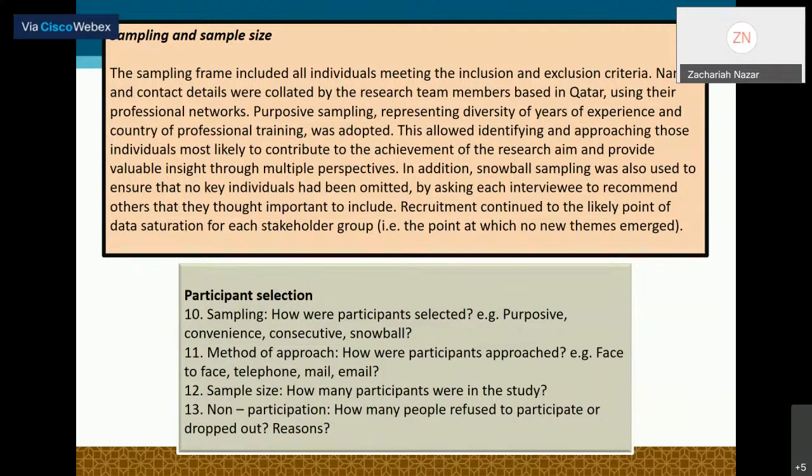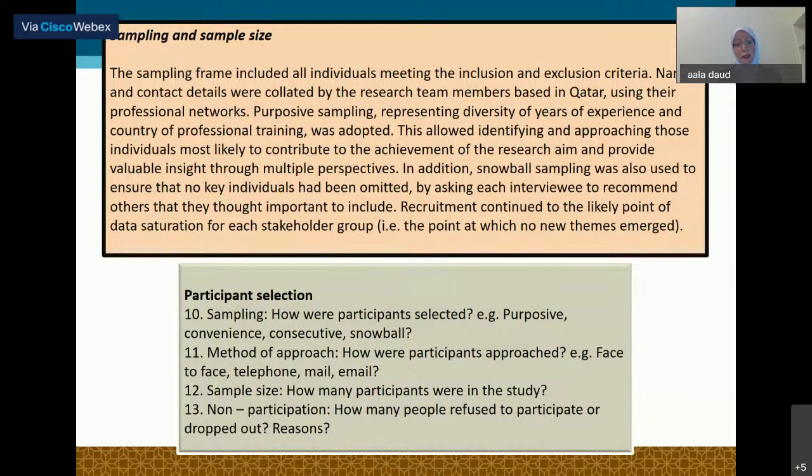So the participants so far, they've said that participants were recruited using purposive and snowball sampling. Yes, correct. So that was clearly outlined in the paper, and the method of approach, how they approached them, obviously through professional networks. Was it face-to-face, etc.? That was mentioned earlier when they had semi-structured interviews.